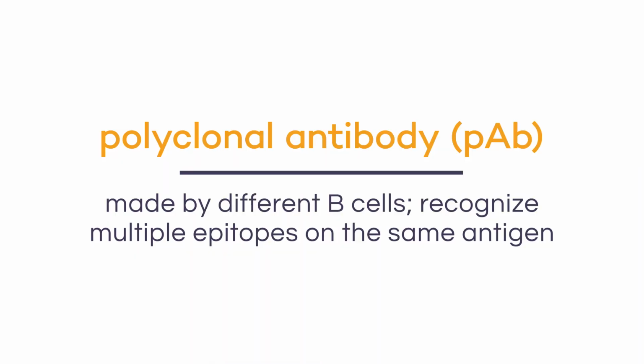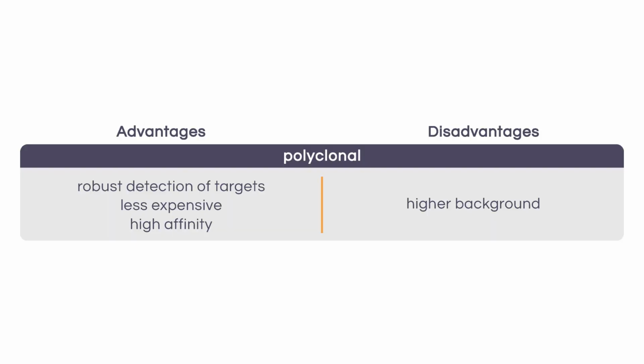Polyclonal antibodies are a collection of antibodies that are made by different B cells and recognize multiple epitopes on the same antigen. In general, they give robust detection of target proteins because multiple antibodies can simultaneously detect multiple epitopes on the same antigen. This can, however, result in higher background. Despite this, polyclonal antibodies are frequently used for Western blotting because they are less expensive than monoclonal antibodies and still exhibit a high affinity for the antigen.